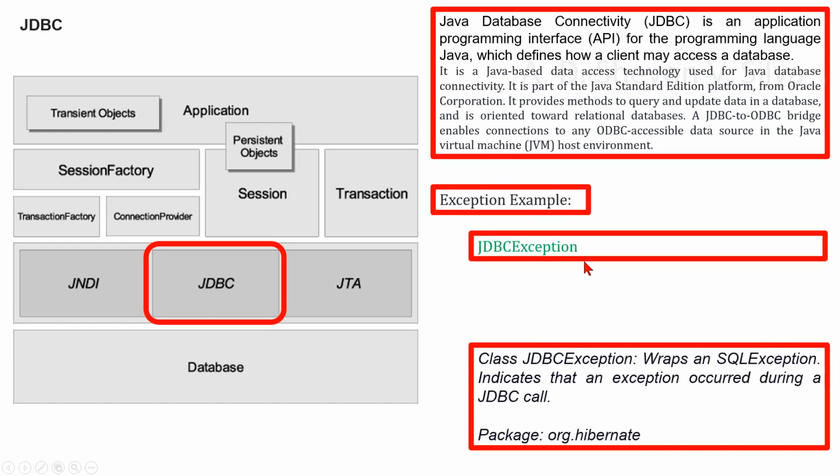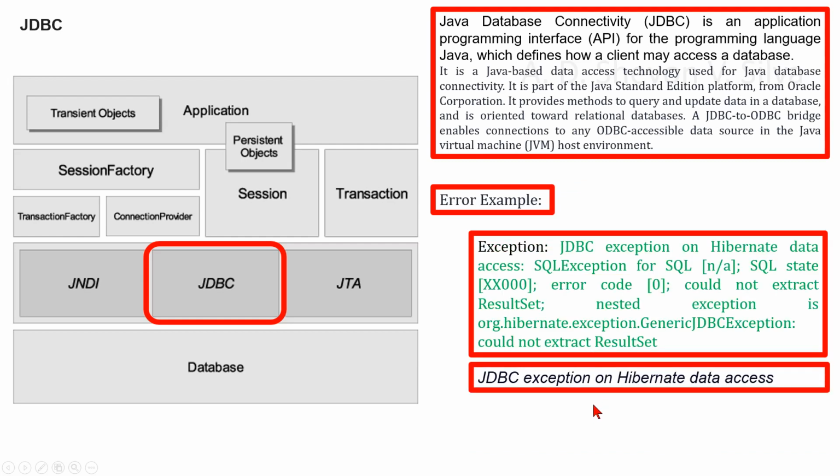As an exception example, we can consider JDBCException, which wraps an SQLException and indicates that an exception occurred during a JDBC call. This class is in the org.hibernate package. As an error example, we can consider this: JDBCException on Hibernate data access, SQLException for SQL state XX000, error code 0, could not extract result set. Nested exception is org.hibernate.exception.GenericJDBCException: could not extract result set. This happened in JDBCException on Hibernate data access.